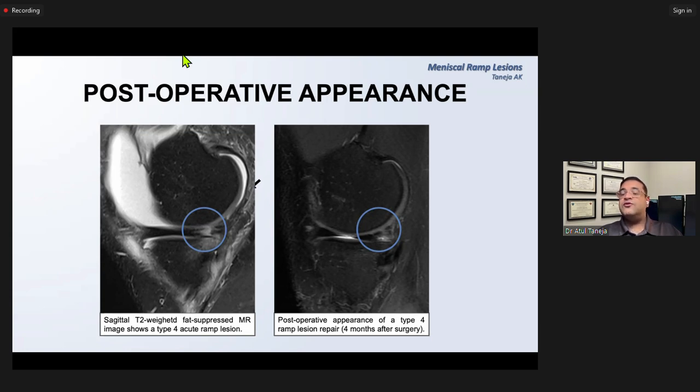But one thing you need to be sure of is if there's not a re-tear. In this case, we can briefly see there is repair tissue, this gray tissue irregularity, which is expected in the postoperative aspect, but definitely there is no more tear here.